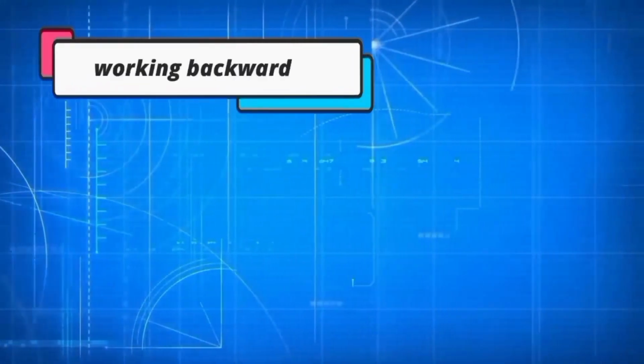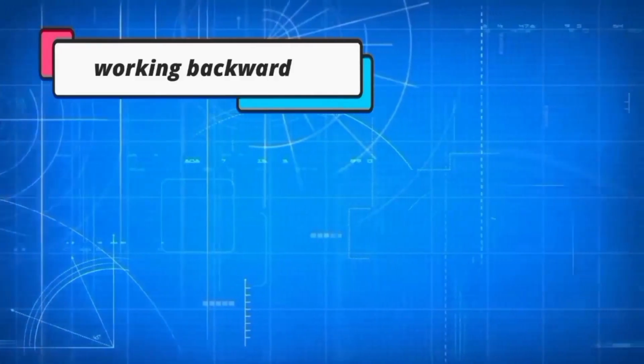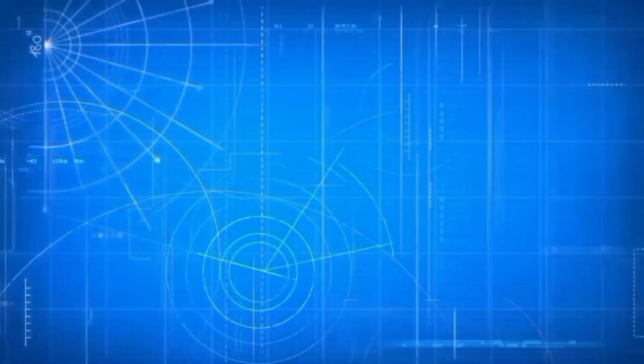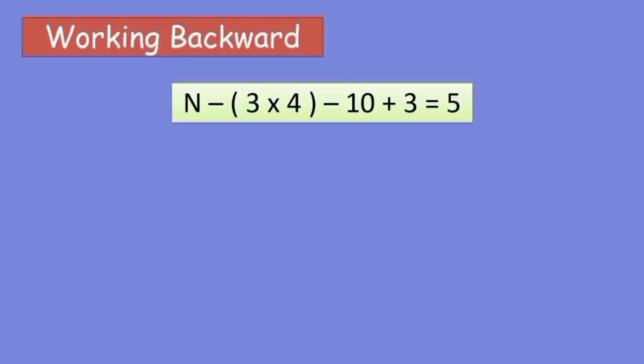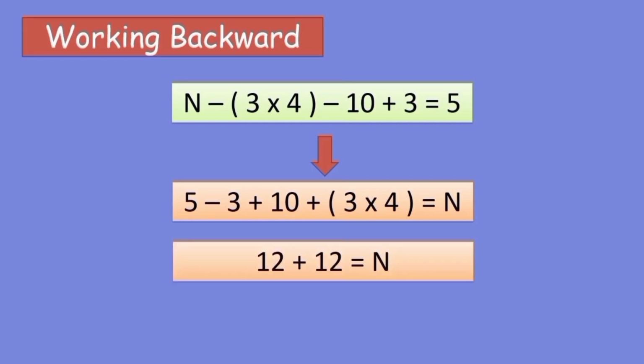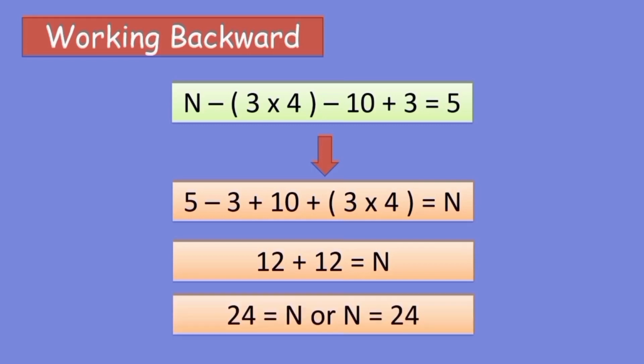We can solve the problem by working backward. To do this, we have to start at the end and work back 1 step at a time to get to the beginning. So, from (n - 3) times 4 - 10 + 3 = 5, we will have (5 - 3 + 10 + 3) times 4 = n. Then, 12 + 12 = n. And we will get the answer 24 = n, or n = 24.